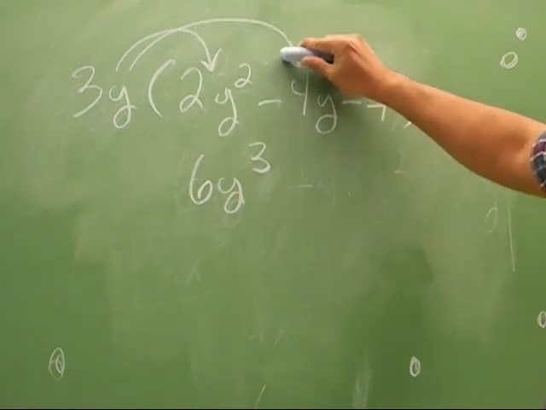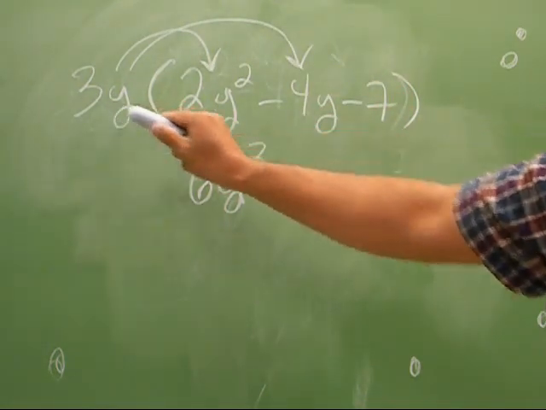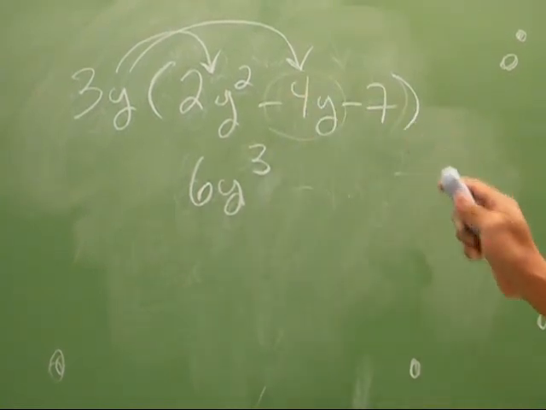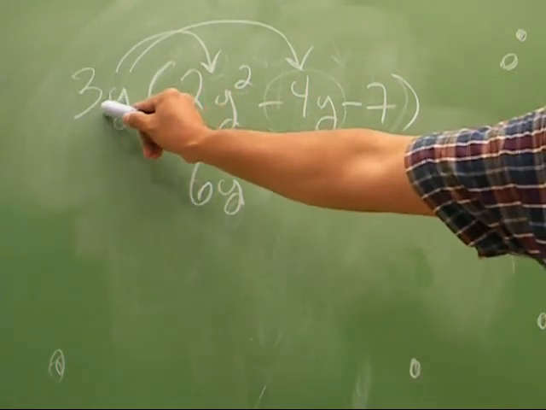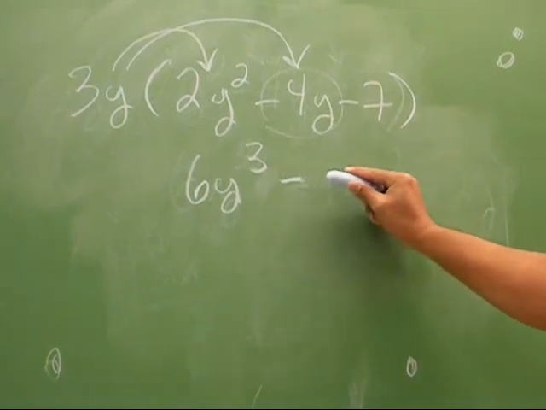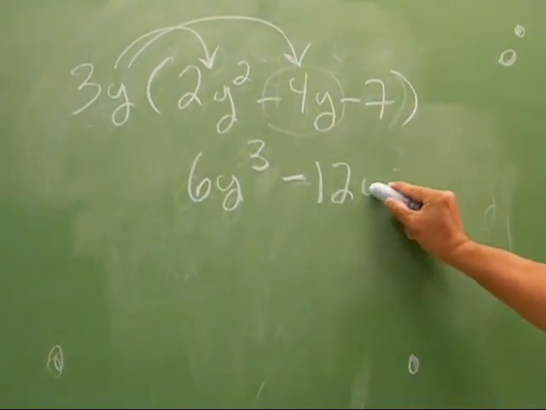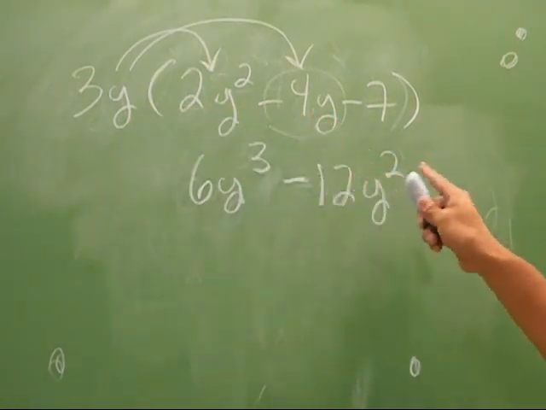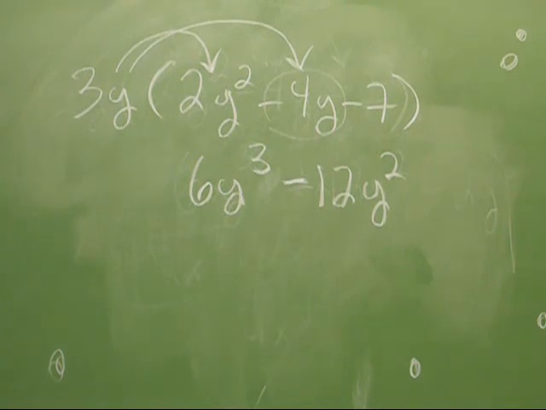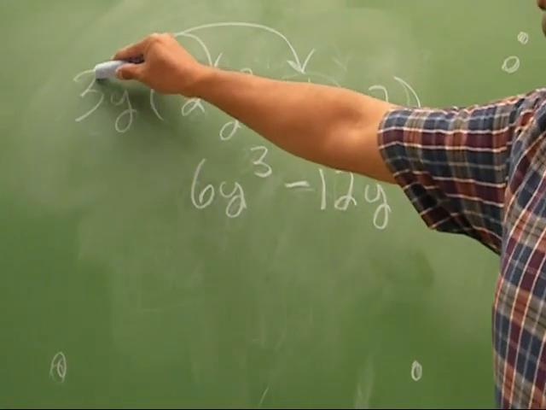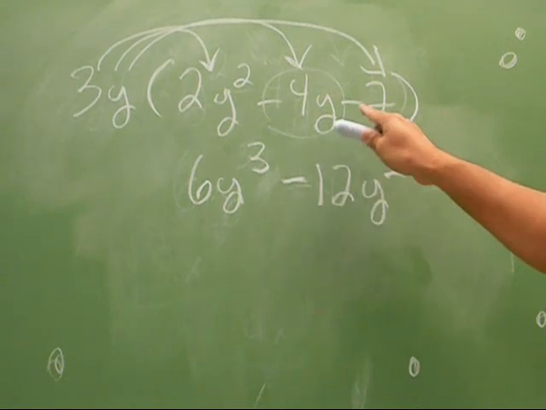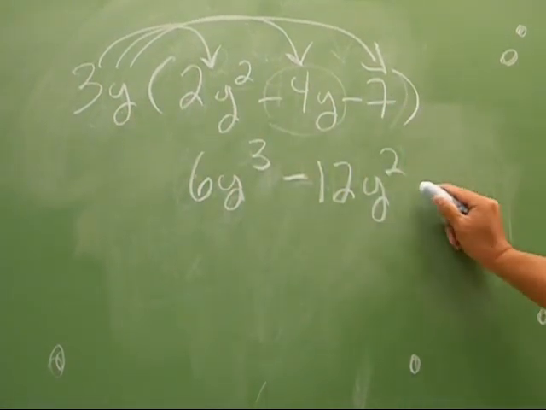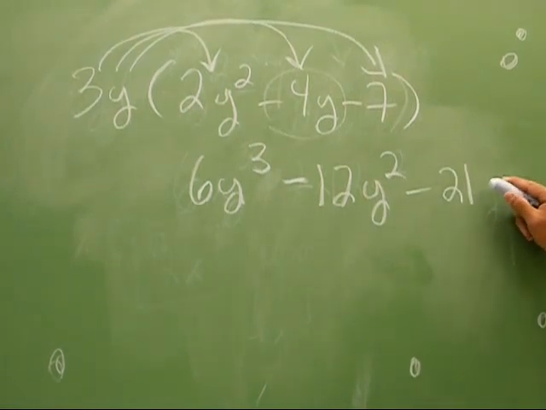Be careful. I'm going to have to multiply 3y into negative 4y. We're going to have to be aware of our positive negative rules. So then positive times a negative is a negative. Negative 12y to the second power because I have two y's and they're multiplying into each other. And finally, I would have to distribute the 3 into the negative 7. So then positive times a negative would be negative 21y.